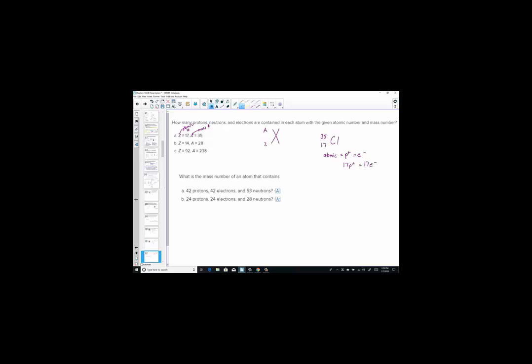And if I have a total of 35 particles, and of the 35, 17 have already been accounted for as protons, the remaining mass must be coming from neutral neutrons. So I'm subtracting the large from the small number, large minus small, and I can get 18 neutral neutrons for letter A.